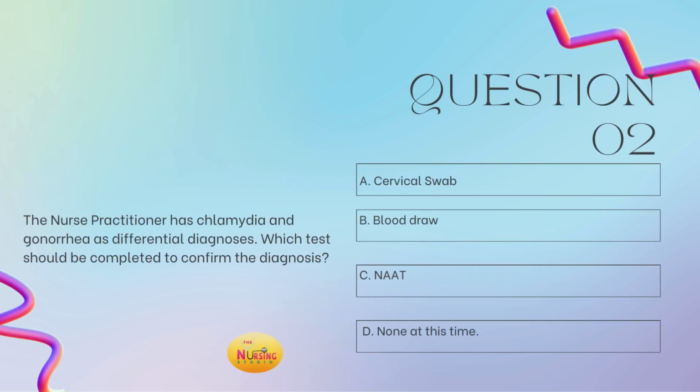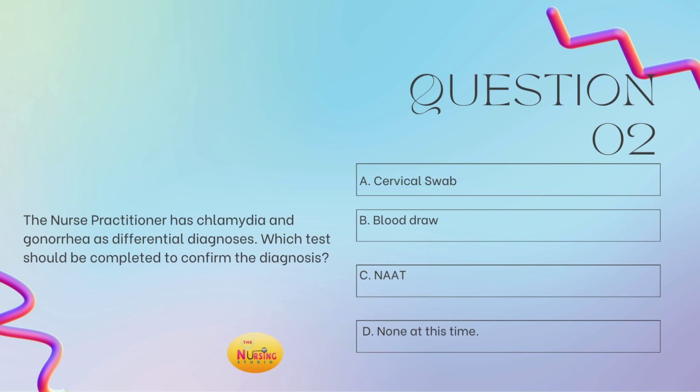All right, so question number two, the nurse practitioner has chlamydia and gonorrhea as the differential diagnoses. Which test should be completed to confirm this diagnosis? Is it A, cervical swab, B, a blood draw, C, NAT, or D, none at this time? Take a moment and tell me what you got.